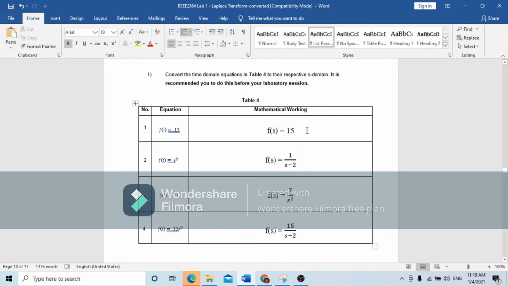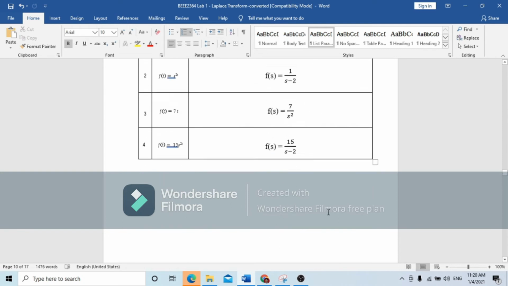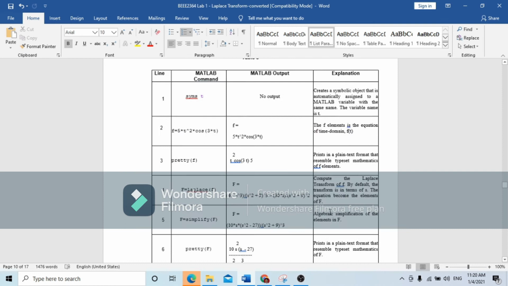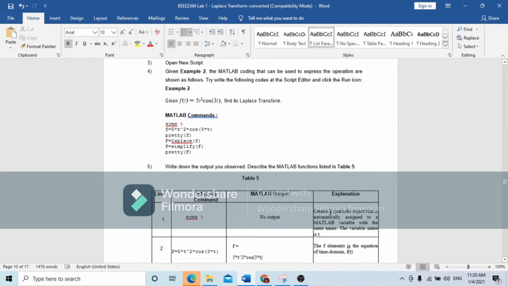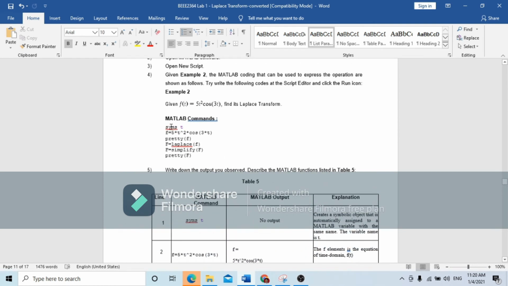This is the mathematical working. We just convert from time domain to frequency domain. There is a formula to convert from time domain to frequency domain, and we got the answer here. So these are the MATLAB commands.